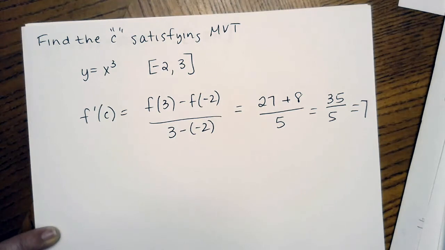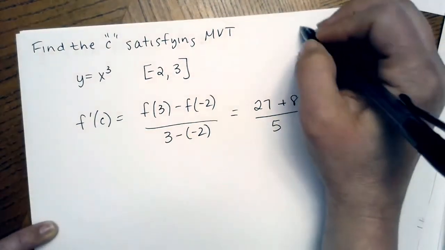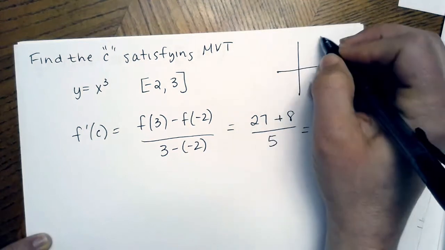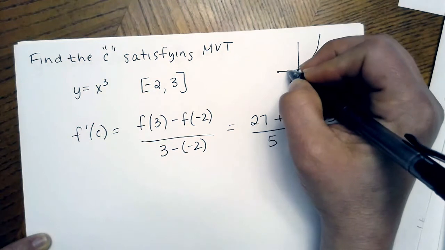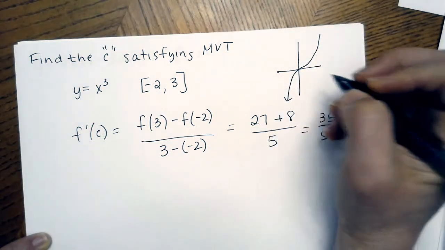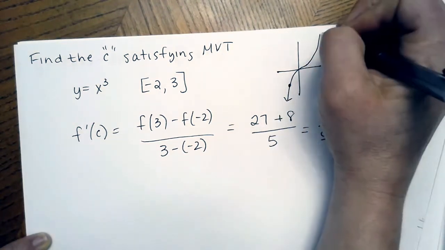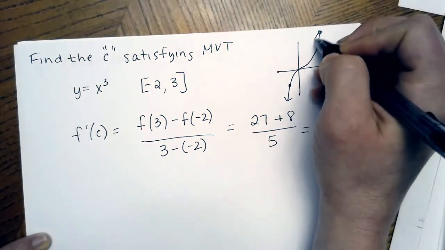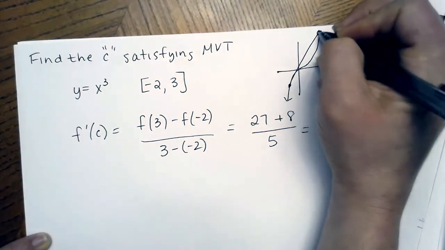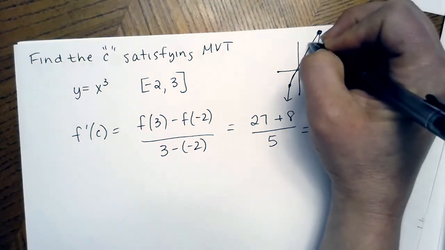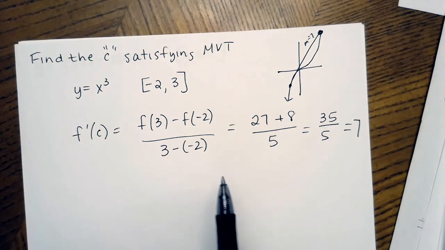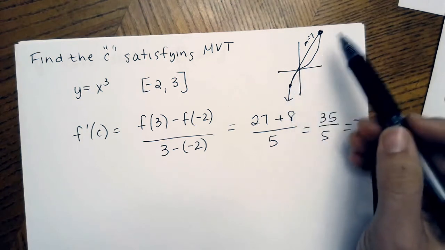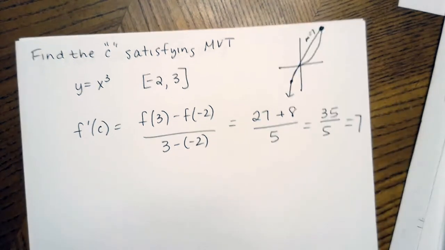So the slope is 7. Just a quick sketch here: x cubed looks like this, right? If I have negative 2, negative 8 is somewhere down here, and then I have 3, 27, that's way up here, right? If I connect these two, I found that this slope is 7. So now we want to find an x value that falls between negative 2 and 3 such that the derivative is also equal to 7. So we find our derivative.